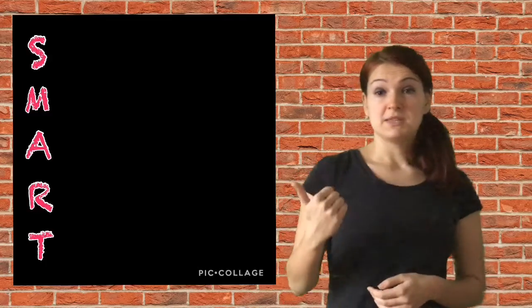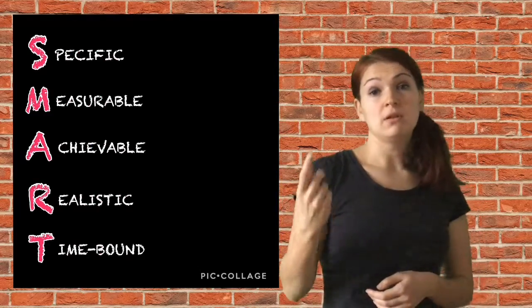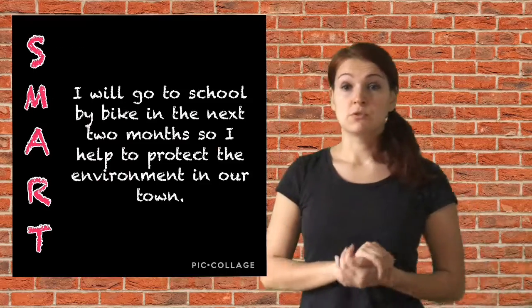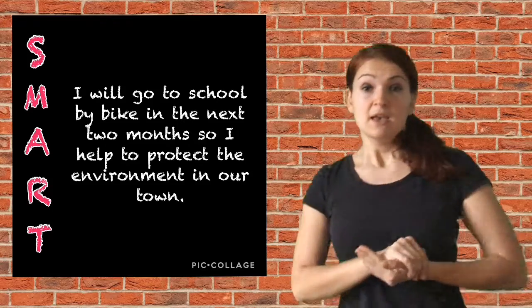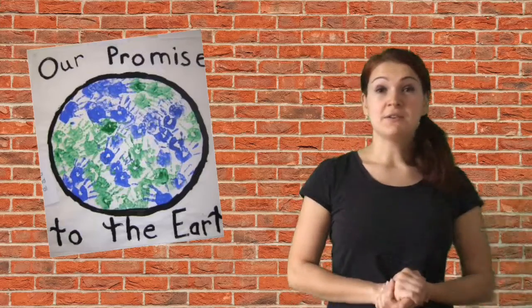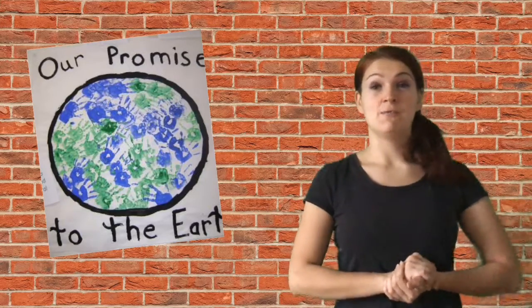The last activity will be setting a personal goal and making a promise board together. Let your students state their own goal that will be SMART: specific, measurable, achievable, realistic, and time-bound. For example, I will go to school by bike in the next 2 months, so I help to protect the environment in our town. Then ask your students to make a board or a poster with all their names and promises. Let them use their creativity and decorate it as they wish.